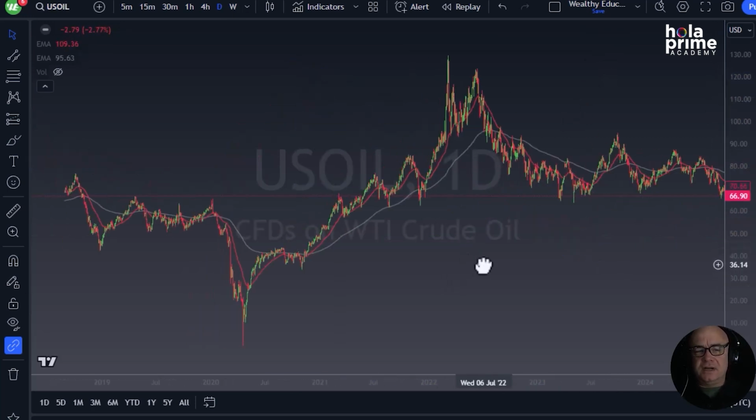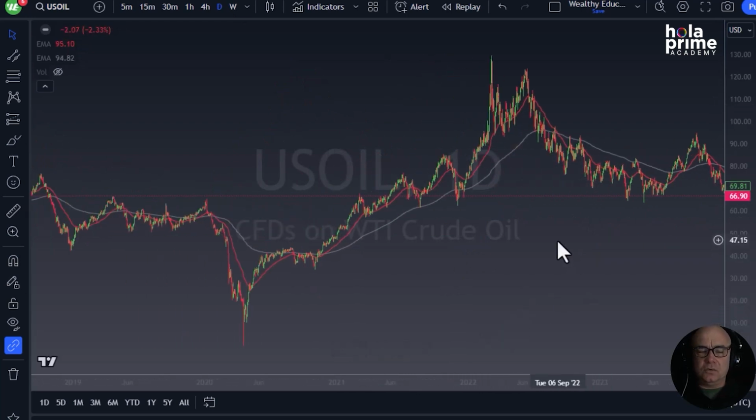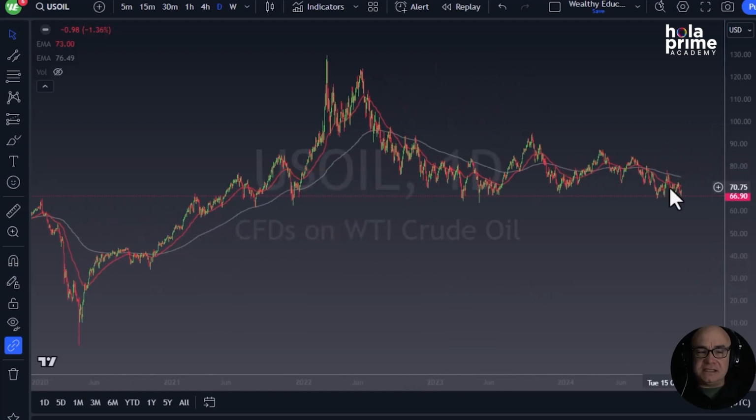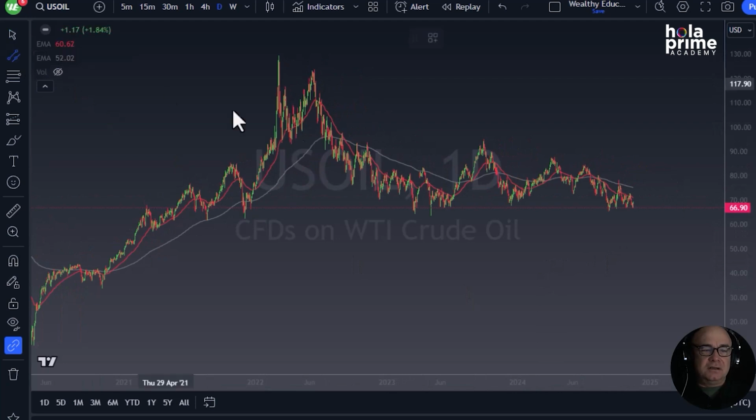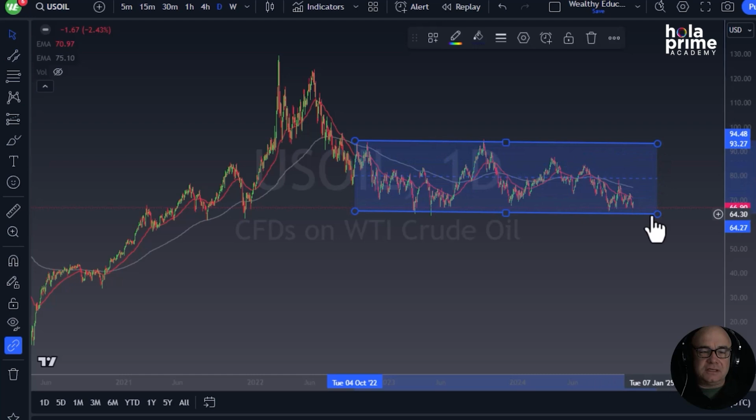So in front of you, I have the US oil or West Texas Intermediate oil chart on the daily time frame, and you can see that from April of 2020 to June of 2022, it was an extraordinarily bullish market. Since then, we've been fairly sideways. What's interesting is you can actually use a parallel channel on a sideways market as well.